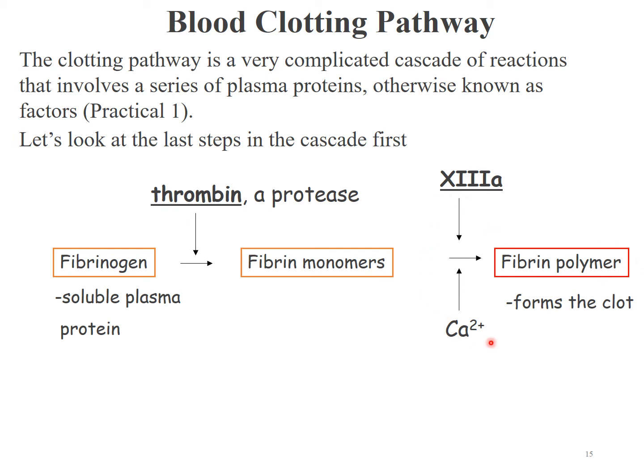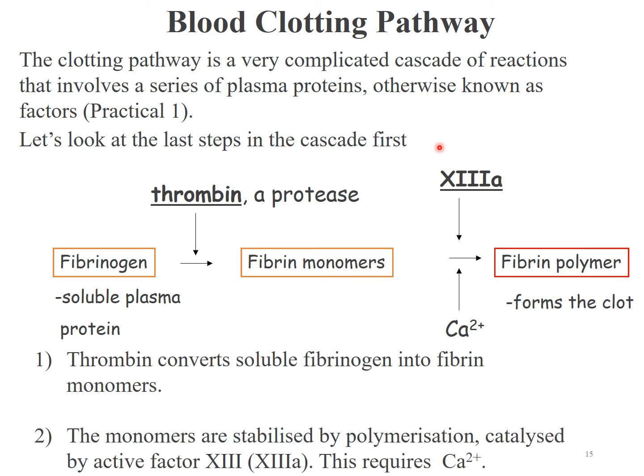the calcium ions. So there's an A over here, which means it is an activated form of the factor number 8. And this activation is done earlier by the glycosylation of this protein through a series of reactions. So in general, thrombin converts soluble fibrinogen into the insoluble fibrin monomers. Then these monomers are stabilized by polymerization, and it is catalyzed by factor number 8 that is activated, which requires calcium 2 positive, because calcium 2 positive will be the cofactor for this protein or factor number 8.